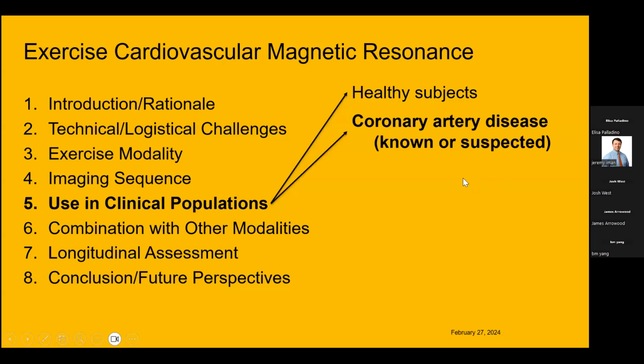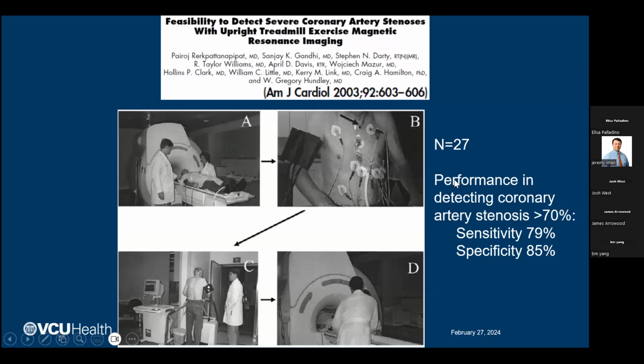What about in patients with coronary artery disease, either known or suspected, which is one of the most common reasons to refer for a clinical stress test. So again, this is Dr. Hundley's study from just over 20 years ago, where they had at that time a small number of individuals, but in looking for the performance of this exercise CMR with the treadmill outside of the scanner room for detecting coronary artery stenosis greater than 70%, they found a sensitivity of 79%, specificity 85%.